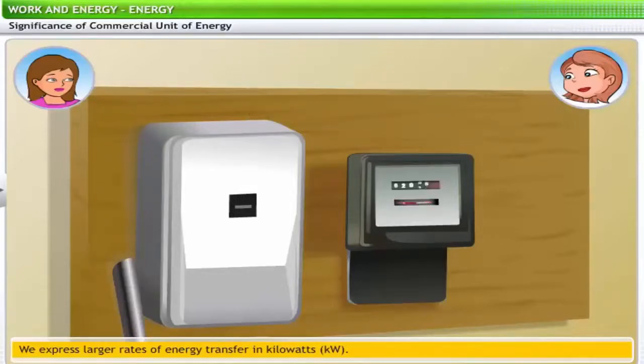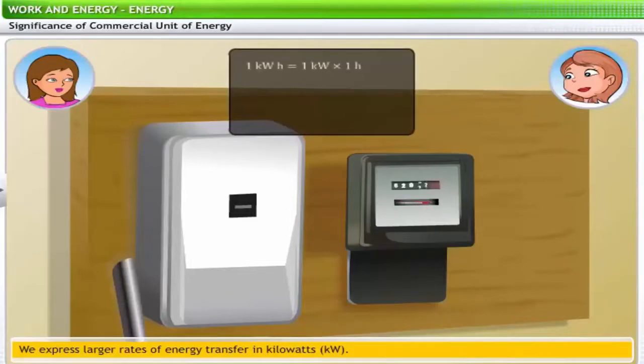Let me see. So, 1 kilowatt hour is the energy used in 1 hour at the rate of 1000 joule per second. That's very good. Further, 3600 seconds make an hour. Thus, 1 kilowatt hour is equivalent to 3.6 multiplied by 10 raised to the power 6 joule.